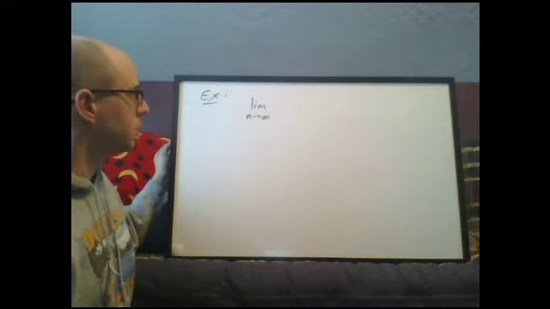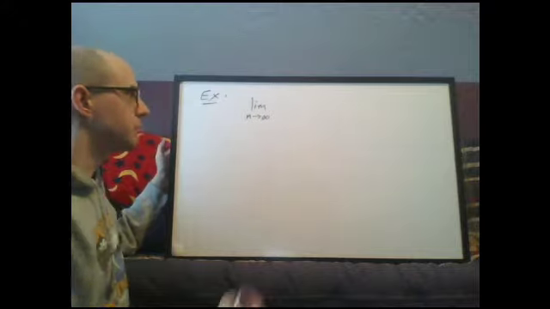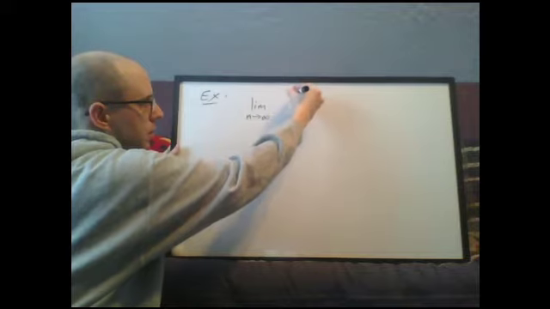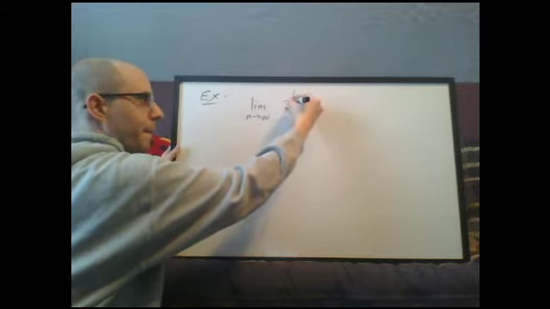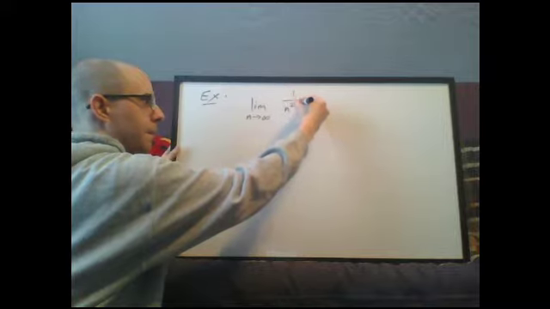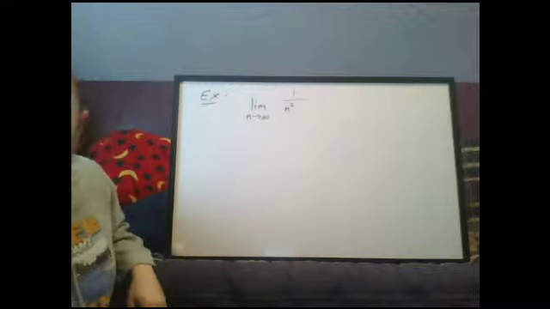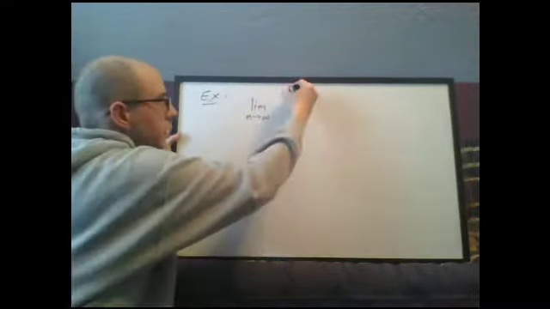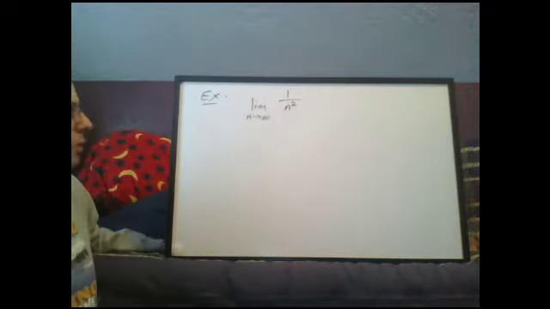All right, so for example, let's do a simple one first. So this is the first example we did here. So 1 over n squared is what that's supposed to say. Let me rewrite it. Limit of 1 over n squared as n goes to infinity.